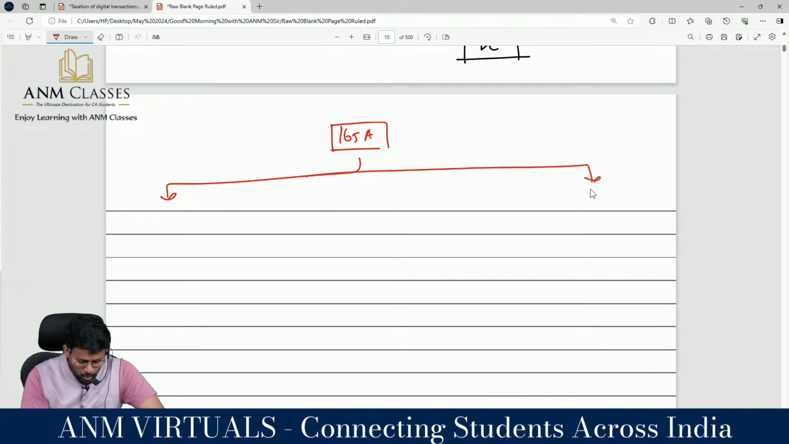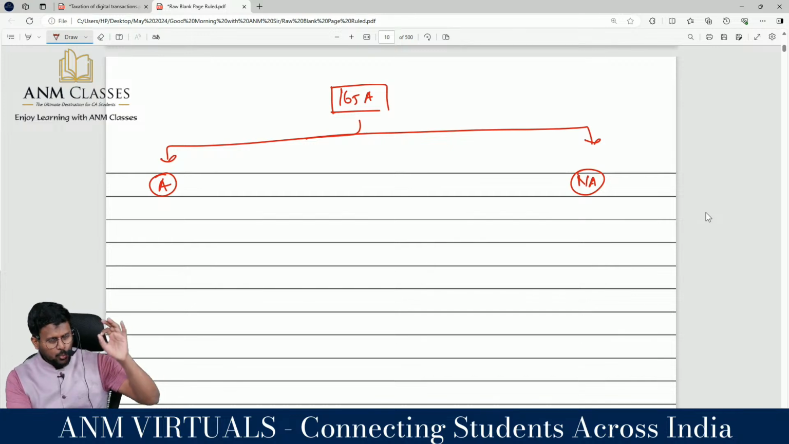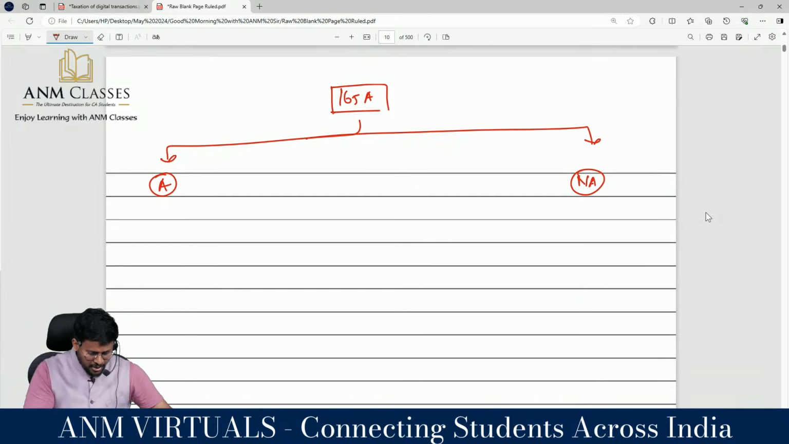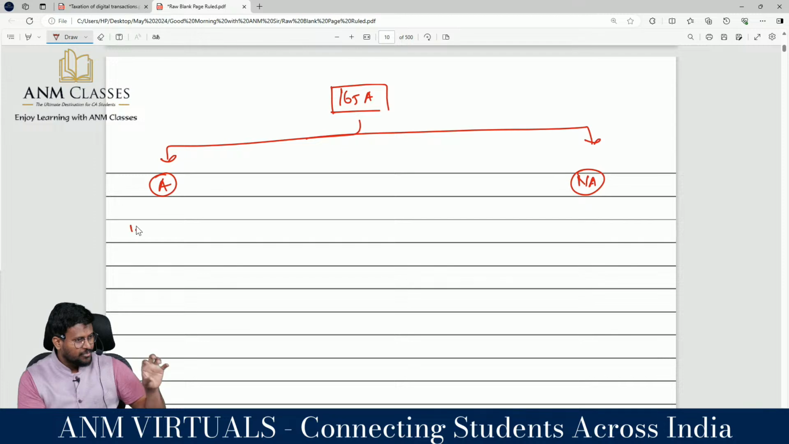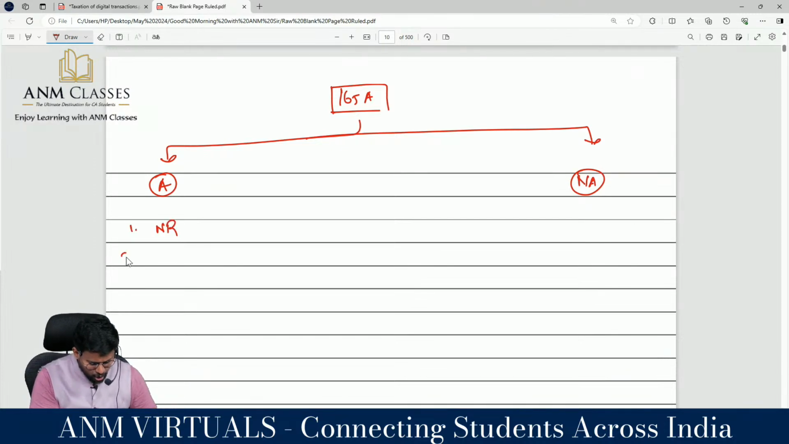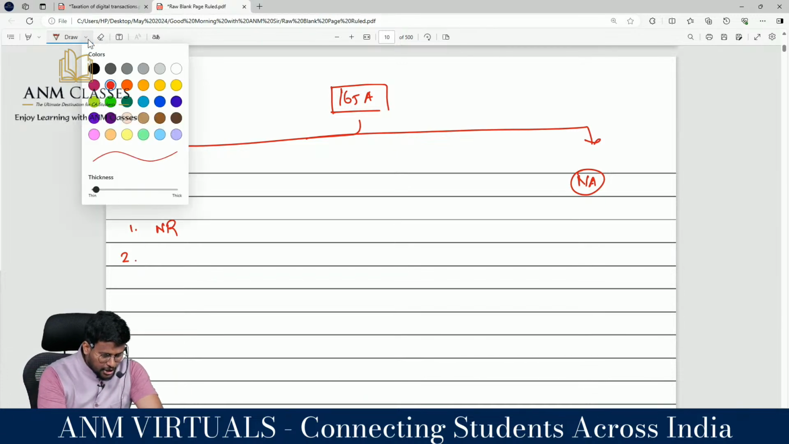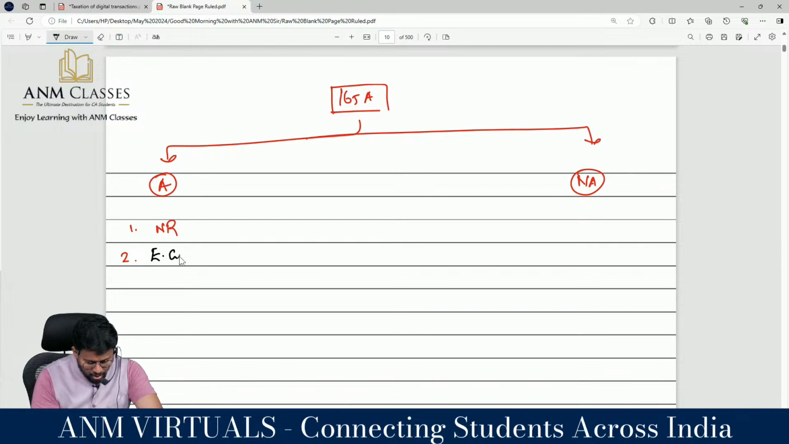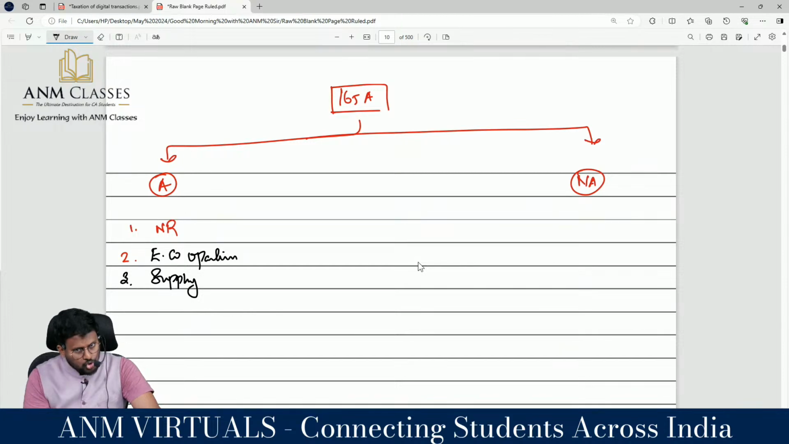165A, again class 1, 2 category. Number 1, applicability and non-applicability. When is this 165A applicable? Number 1, there should be a non-resident. Condition number 2: that non-resident should be an operator, that non-resident should be an e-commerce operator. That e-commerce operator should supply goods or services or both.